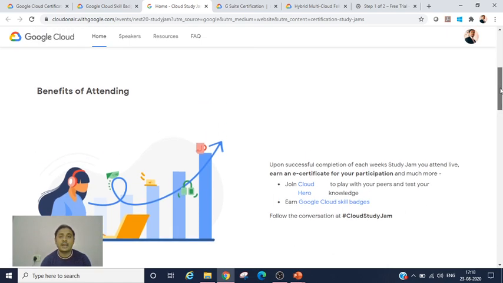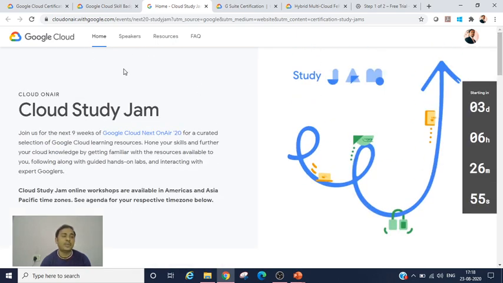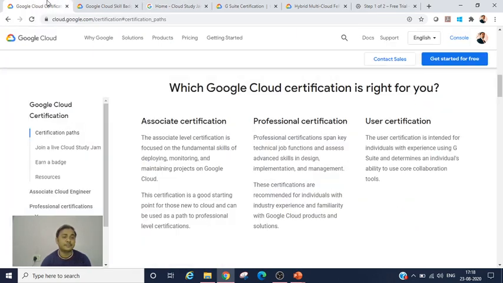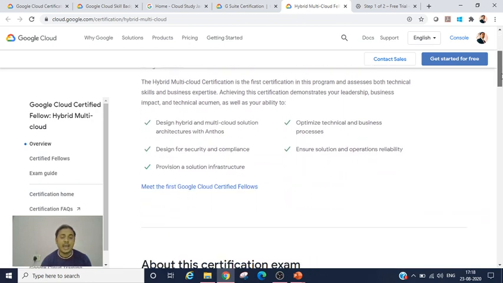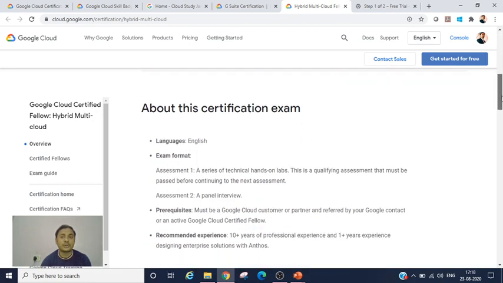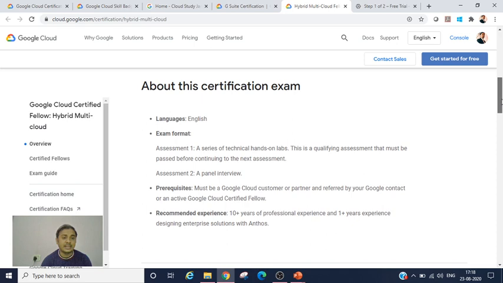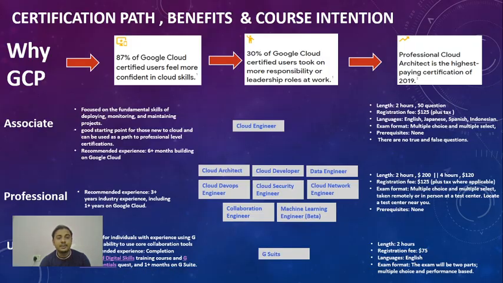So all the best, guys, and let's look into one more thing before we move to the other slides. Google offers a hybrid multi-cloud certification as well, which is very unique, and Google also promotes the multi-cloud experience. If anyone has 10-plus years of professional experience and 1-plus years of experience on Anthos, they can go for this exam. All the best. Let's go to the main slide.